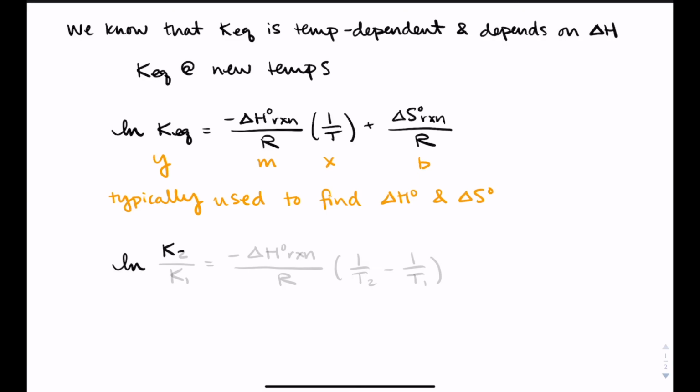2-point equation. So the 2-point equation, the natural log of K2 over K1, so equilibrium constant 2 over equilibrium constant 1, is equal to negative delta H reaction over R times 1 over T2, so the temperature that goes with K2, minus 1 over T1.